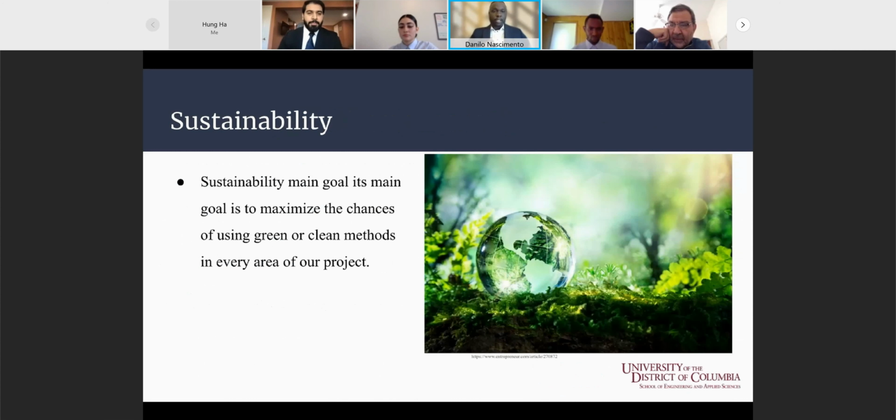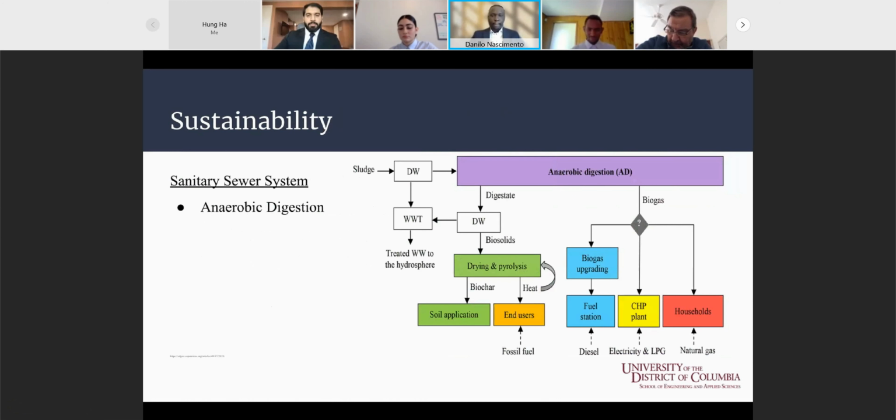All right, so I'm going to talk about sustainability now. Sustainability's main goal is to maximize the chances of using green or clean methods in every area of our project. Next slide, please. For the sanitary sewer system, we decided to go with anaerobic digestion, which gave us different types of natural fuel. Next slide, please.